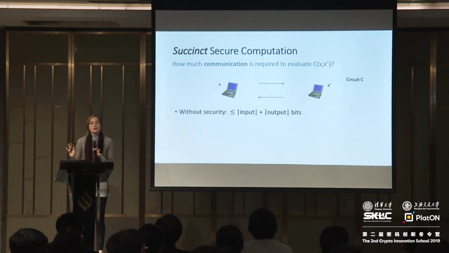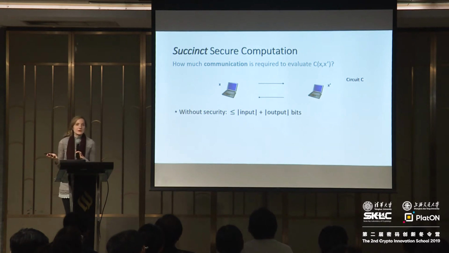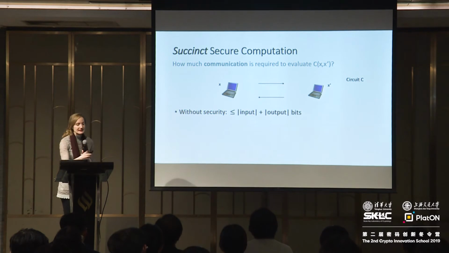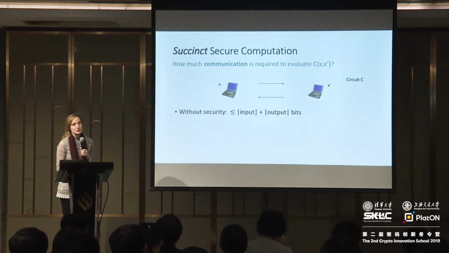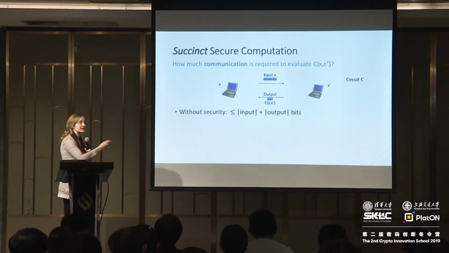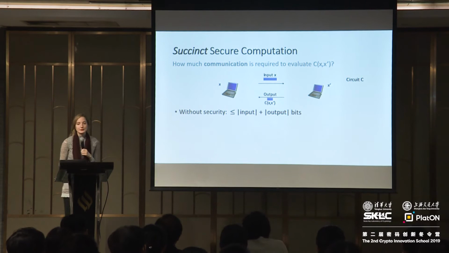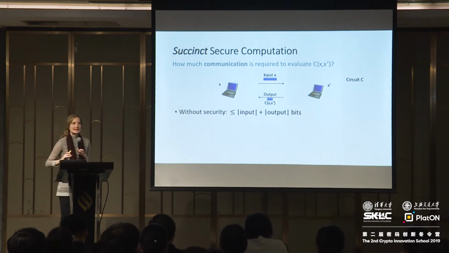Okay, so first of all, note that if I didn't care about security, I can always do this no matter what the function or circuit is. I can always do it with communication bounded by input plus output size. Alice just sends her input over, Bob does the computation and sends back the output. So this is what we're taking as a baseline.